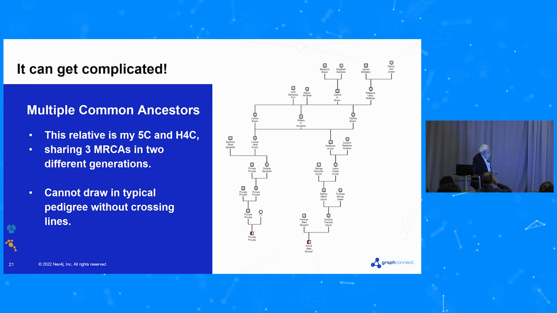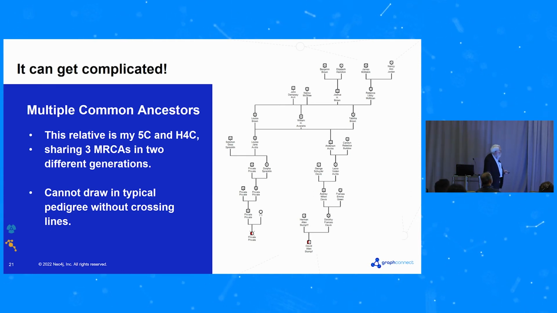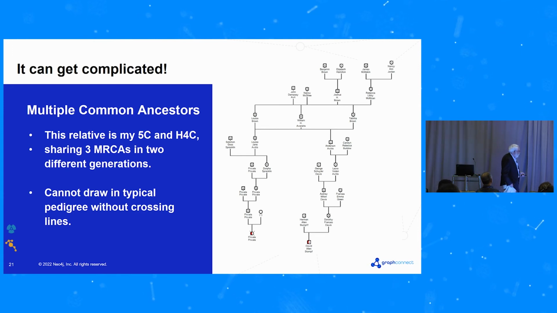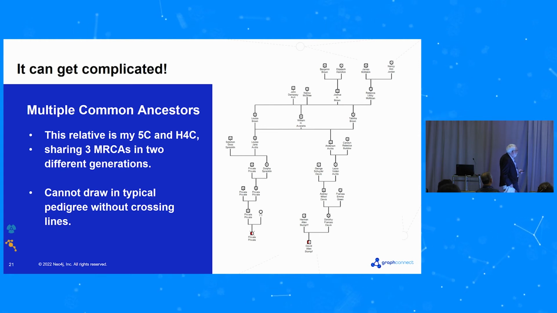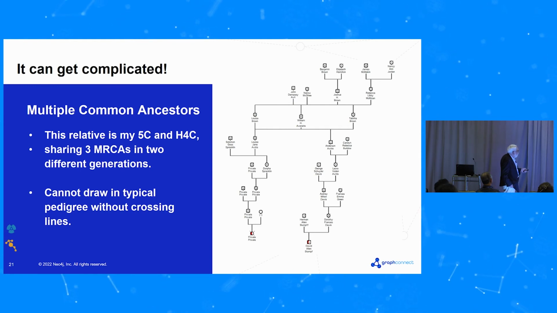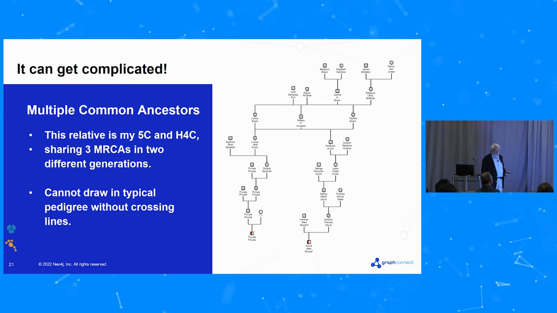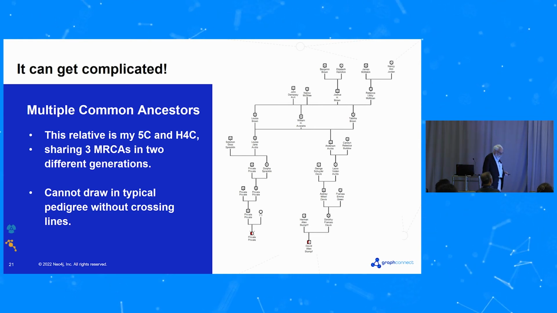So here's an example of how it can get more complicated. This happens to be me and a distant cousin I have, and we actually share 3 common ancestors, so we have 2 different relationships to each other. This is very confusing. There are overlapping graphs here. It's very hard to do these things in a typical pedigree chart when you have that kind of complexity.